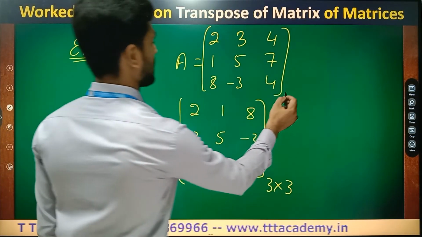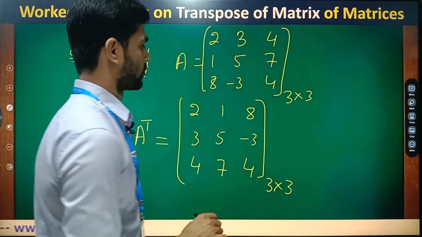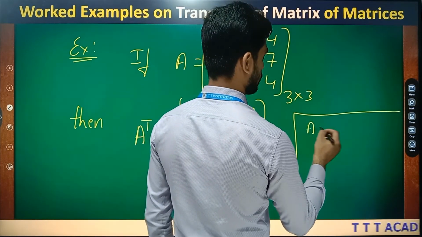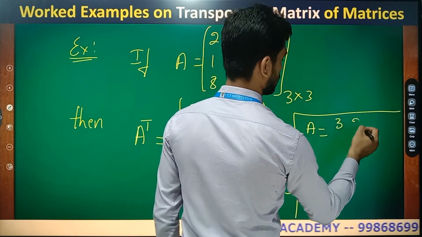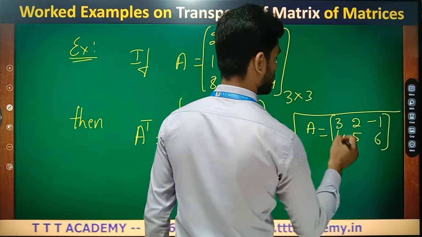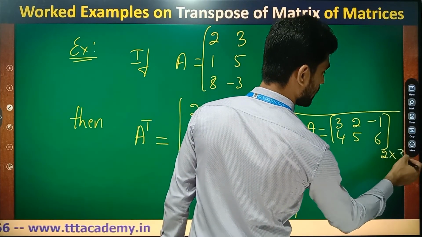What is the size? A matrix is 3 cross 3, and here also we get 3 cross 3. Clear, right? One more example for your understanding purpose. Suppose A equals 3, 2, minus 1, 4, 5, 6. This is A matrix. What is the size of A matrix here? That is 2 rows into 3 columns.